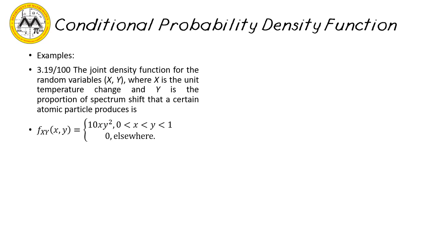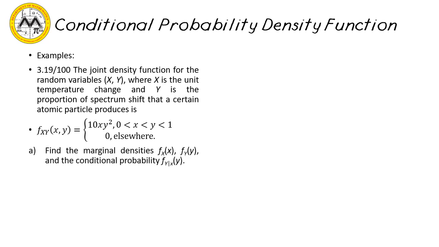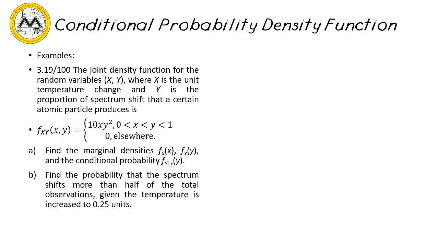The joint density function for the random variables x, y, where x is the unit temperature change and y is the proportion of spectrum shift that a certain atomic particle produces, is f sub xy of x, y equal to 10xy squared, where x is from 0 to y and y is from 0 to 1. Find the marginal densities f sub x, f sub y, and the conditional probability f of y given x. Find the probability that the spectrum shifts more than half of the total observation given that the temperature is increased to 0.25 units.